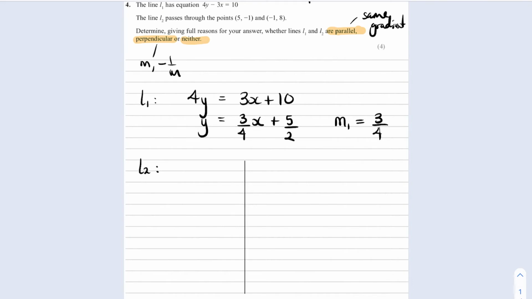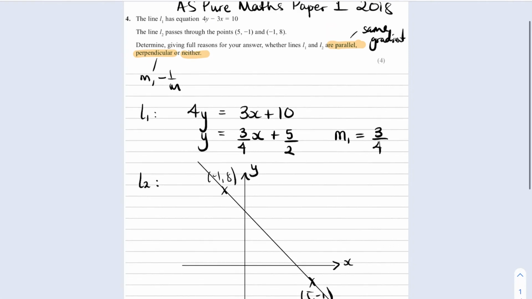So probably a good idea now is to sketch this. It's always a good idea to sketch the information when you're given coordinate geometry questions. So here's the point, roughly (5, -1). And here's (-1, 8). We are sketching, so it doesn't have to be hugely accurate. Let's get a line through those points. And this is L2. Now, we can put L1 on here.